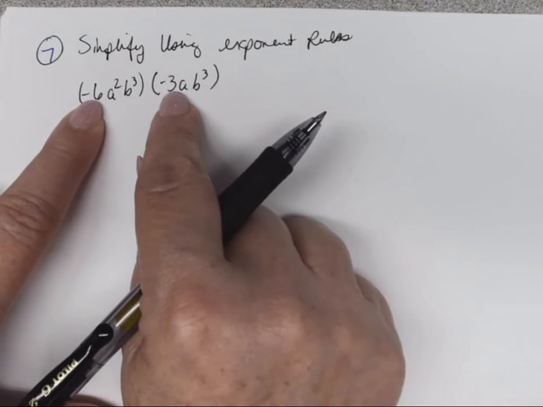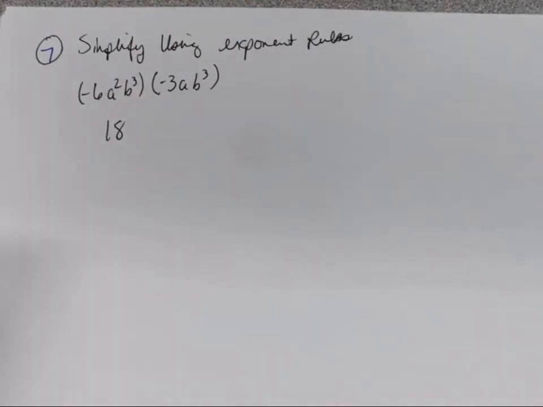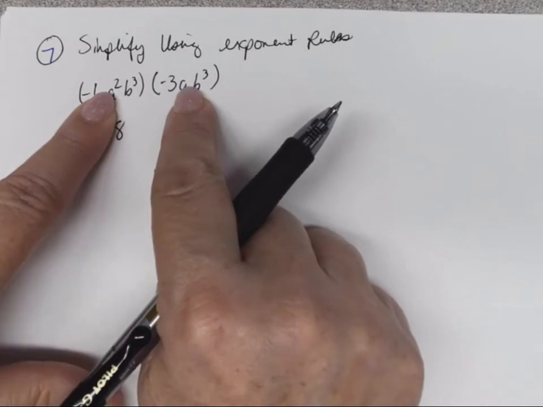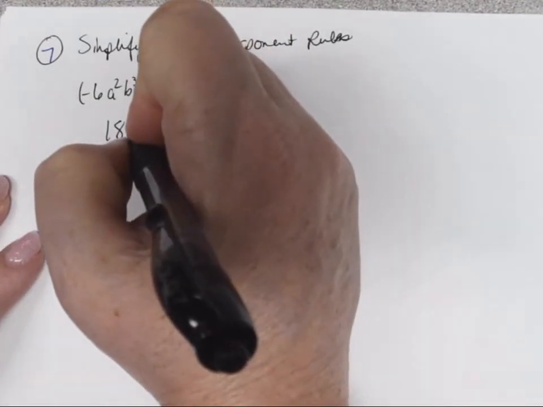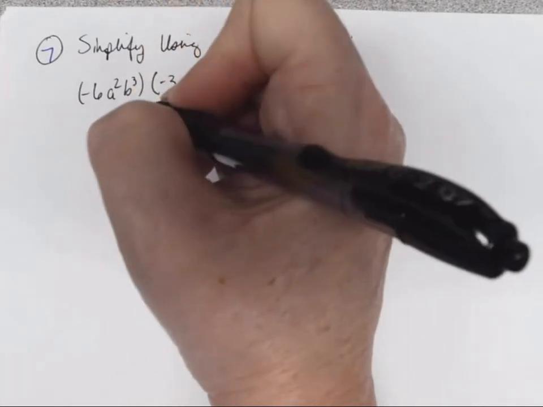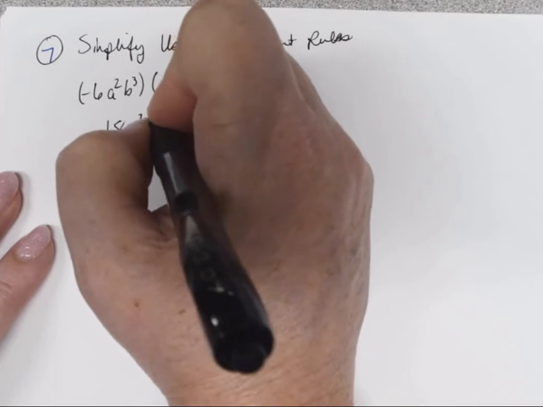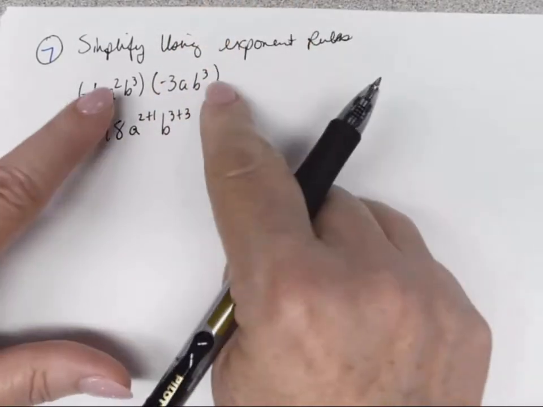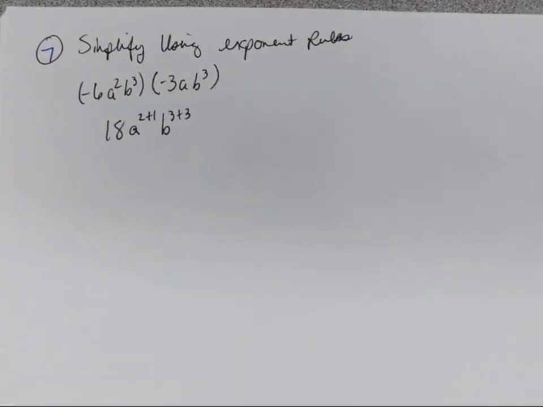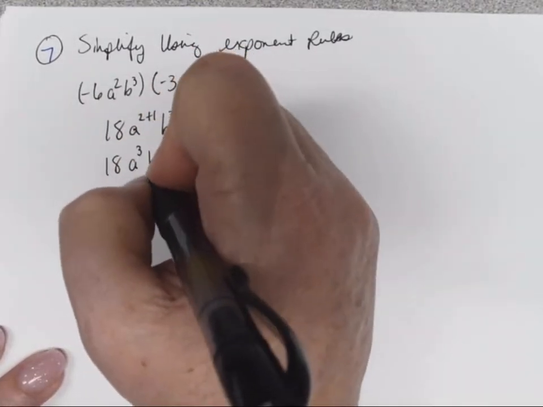Well, negative 6 times negative 3 will be positive 18. And for the a's, we have a 2 here and we have a 1 here. So remember, with your product rule, we're going to add them together. So this will become a to the 2 plus 1. And the b's will be 3 plus 3. We're going to add those exponents when we multiply. So this will become 18a to the third, b to the sixth.